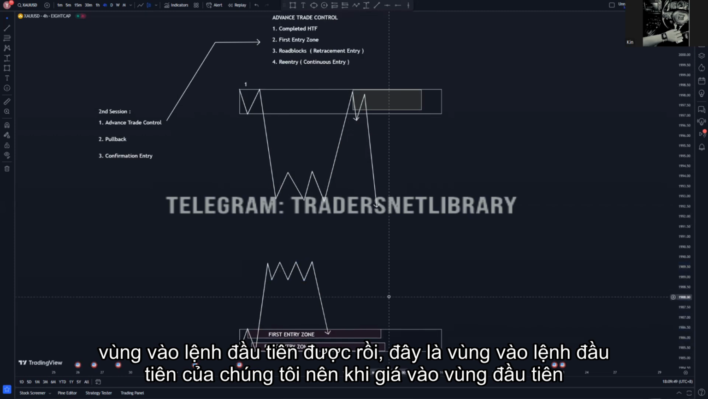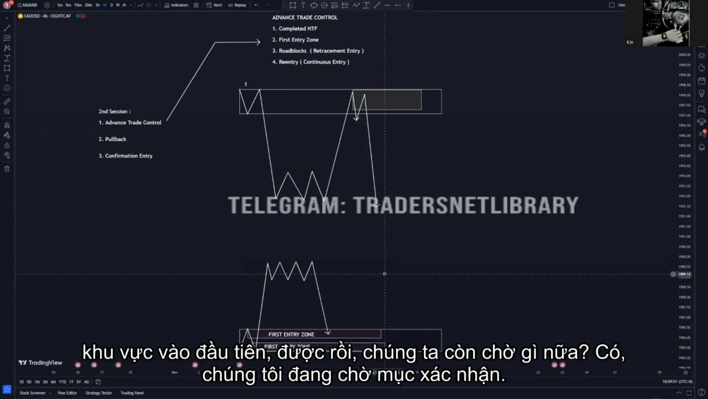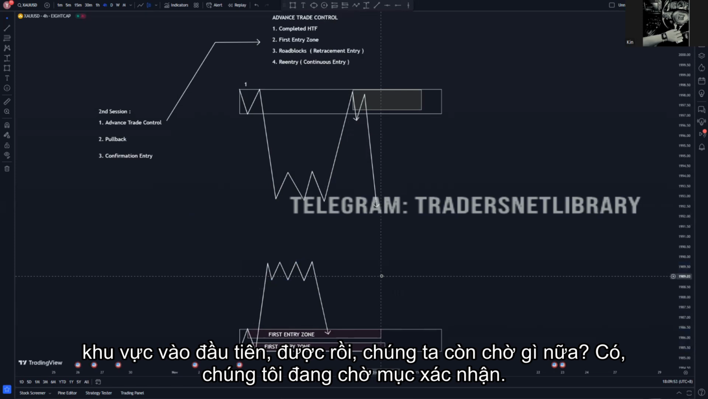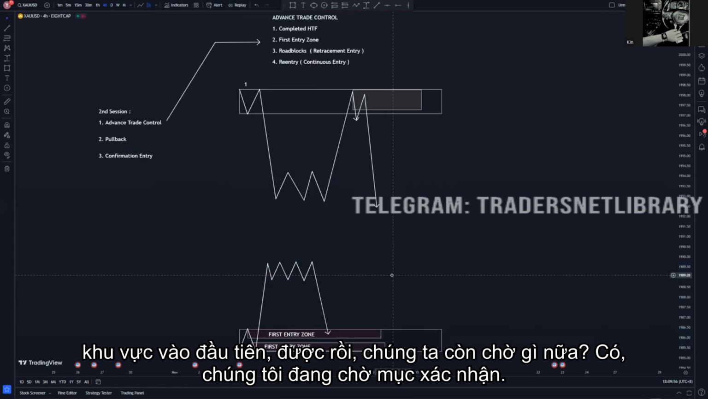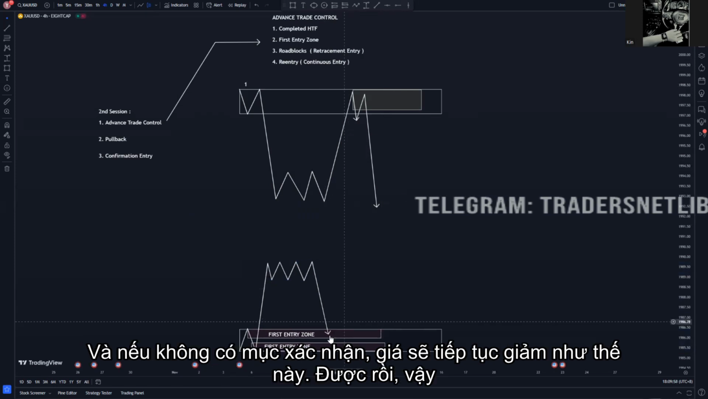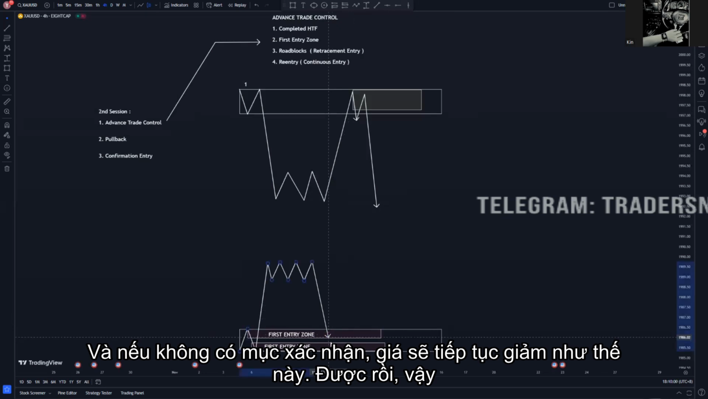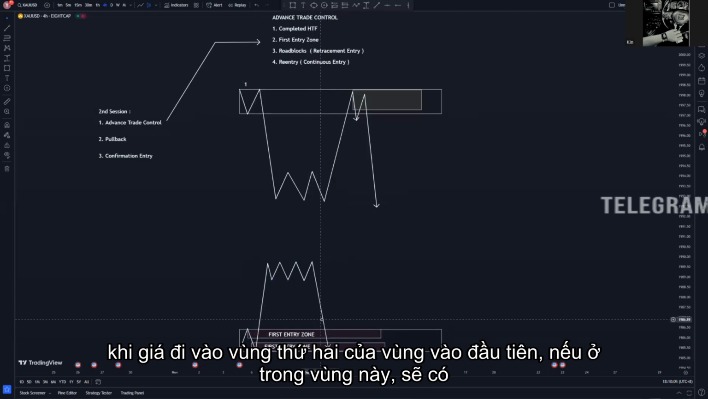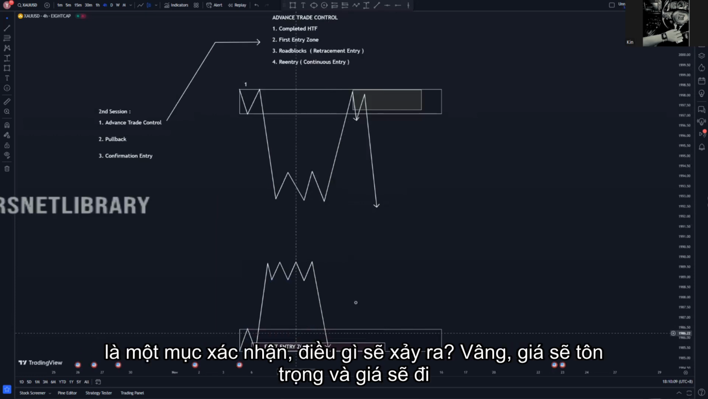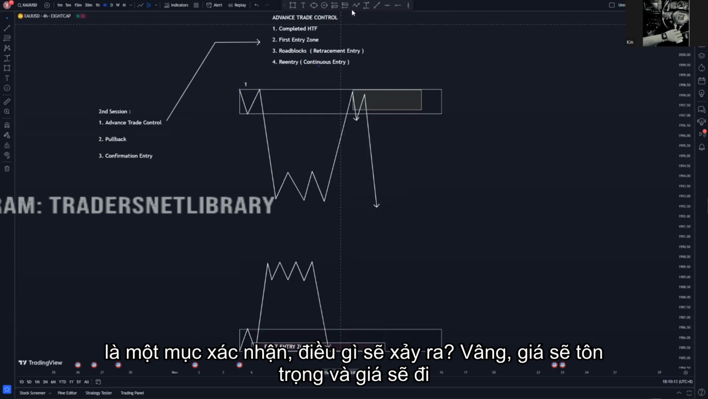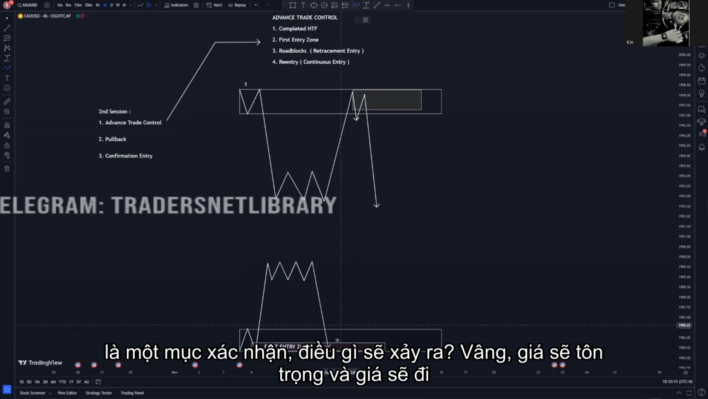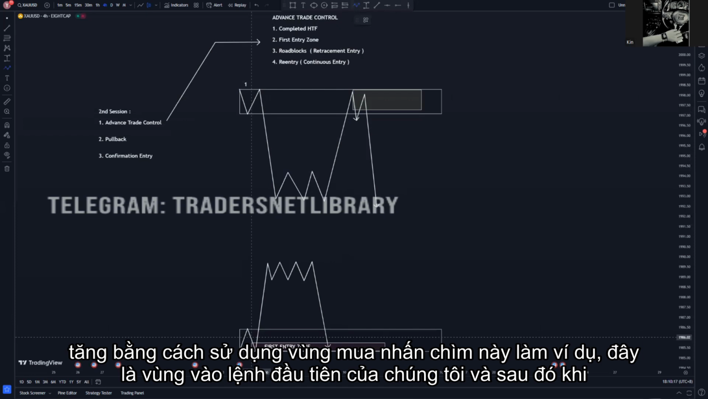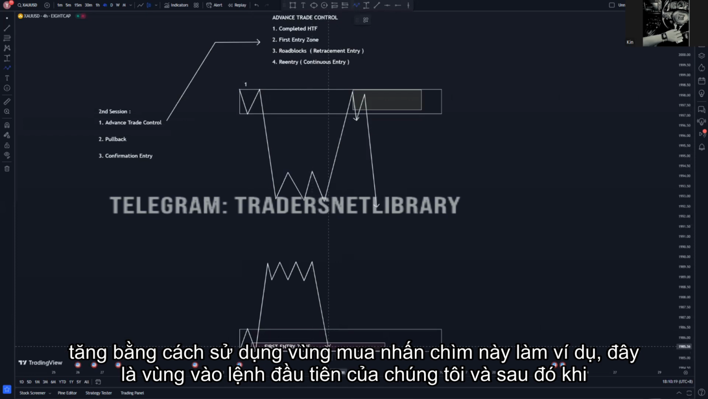So when the price gets into the first entry zone, what are we waiting for? Yes, we're waiting for the confirmation entry. And if there is no confirmation entry, the price is going to keep on going down like this. So when the price gets into the second zone of the first entry zone, if inside of this zone there is a confirmation entry, what will happen? Yes, the price is going to respect and go up by using this engulfing buy zone, which is our first entry zone.